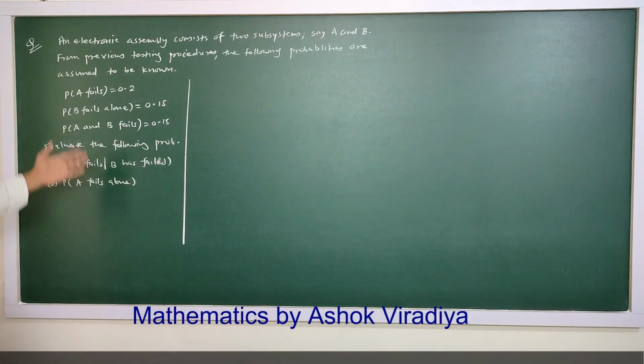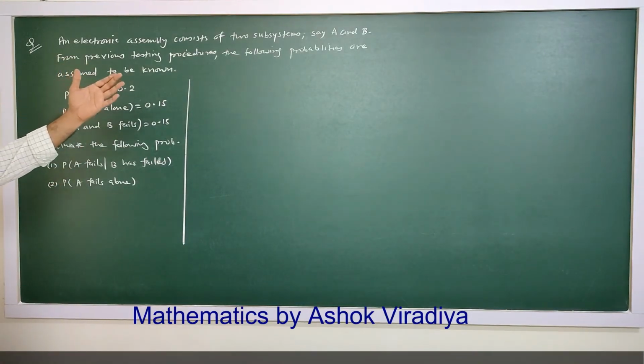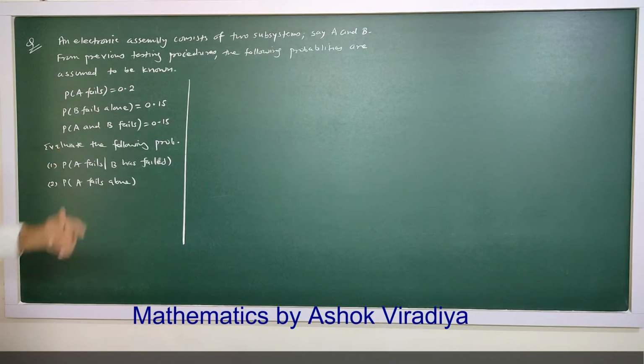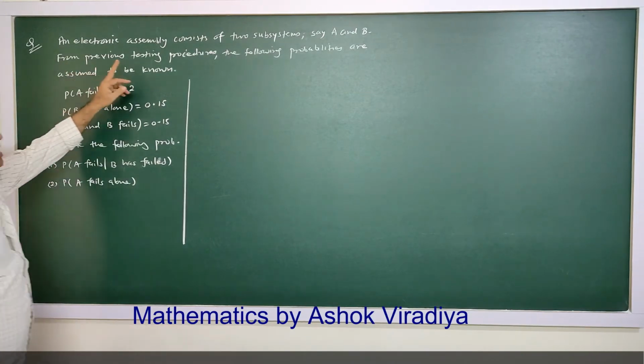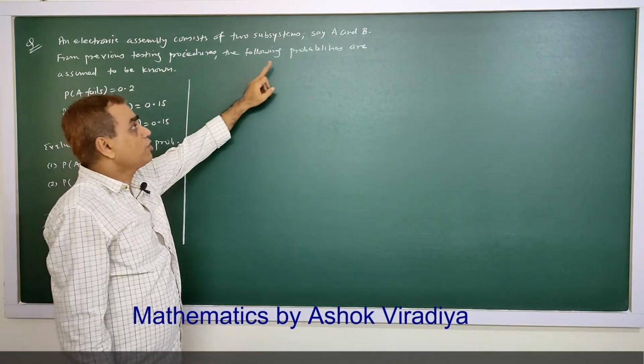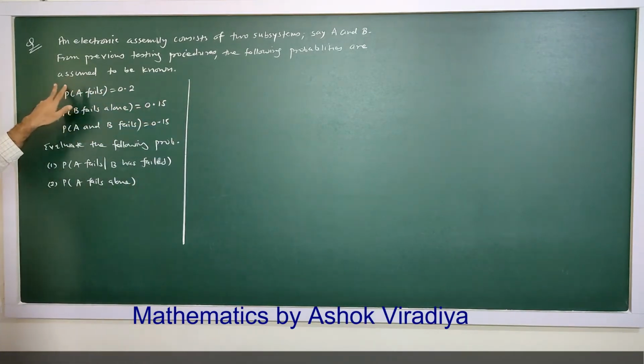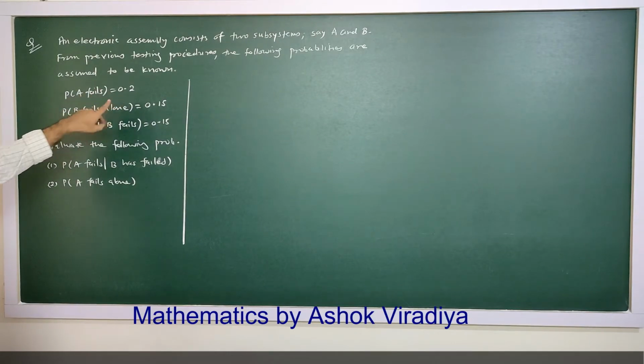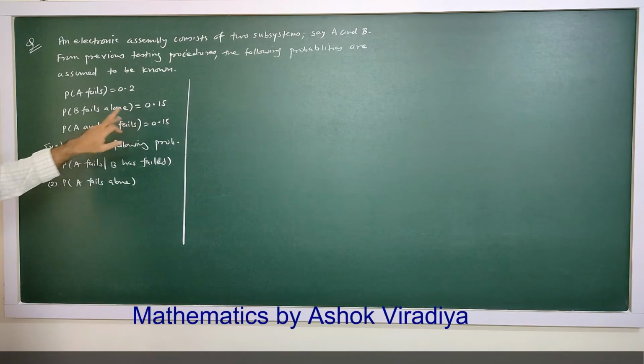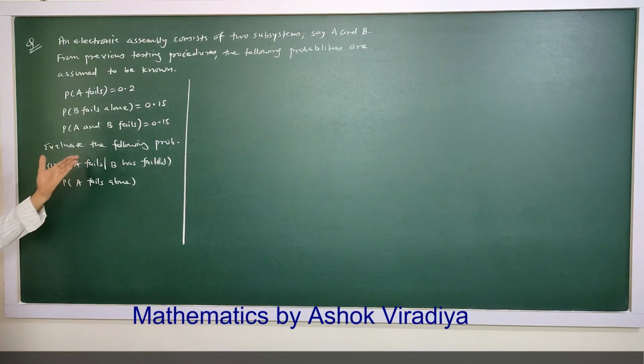An electronic assembly consists of 2 subsystems, say A and B. From previous testing procedures, the following probabilities are assumed to be known. Probability that A fails is 0.2. Probability that B fails alone is 0.15. Probability that A and B both fail is 0.15. Evaluate the following probabilities.